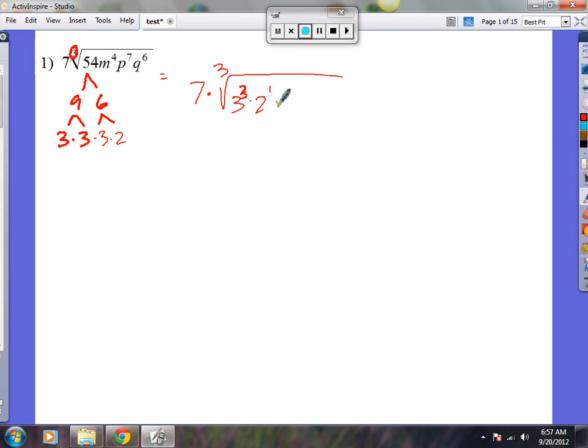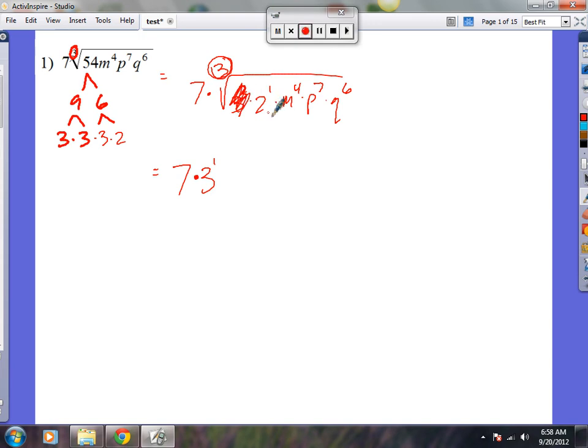Now let's just copy and paste the variables. M to the 4, P to the 7, Q to the 6. Okay, now let's just go through each item one at a time and see if we can pull some things out. So on the outside you've got a 7. Anything you pull out, you're going to multiply it. So the index is 3. So how many 3's are in 3? There's one of them. So I'm going to pull 3 to the 1 out. He's done. No left over.